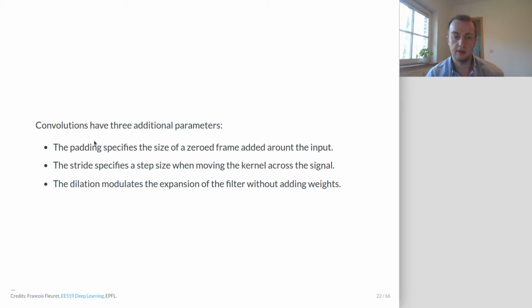All right, now we can move on. Now we've defined convolutions. Typically, convolutions have some refinements, and so 3 additional parameters are defined as follows.